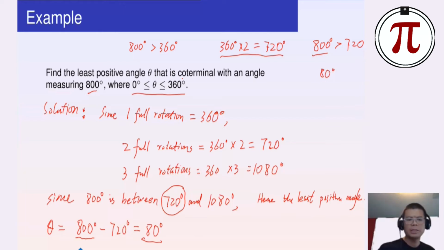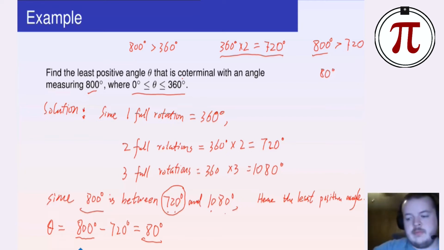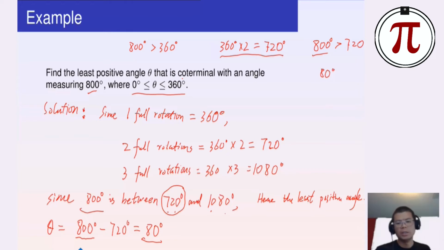Why? Because 800 is between 720 and 1080 degrees. So at most, you go back 2 full rotations, then you get the least positive. If you go another full rotation, it's going to become negative. You cannot do one more full rotation because that's going to be negative numbers. All right, very good. So this is how we do it.